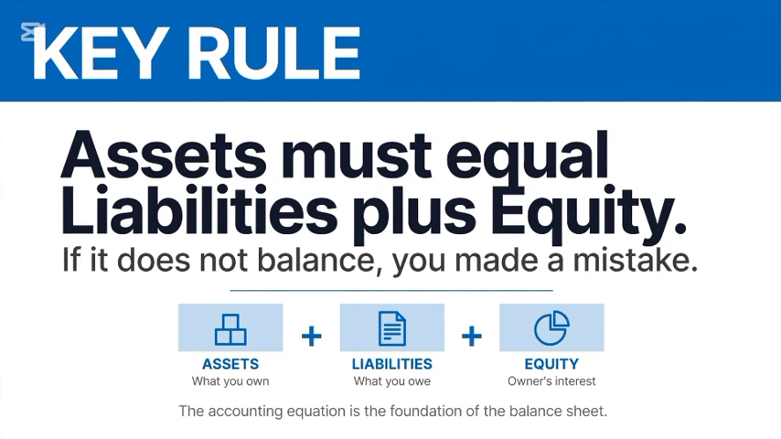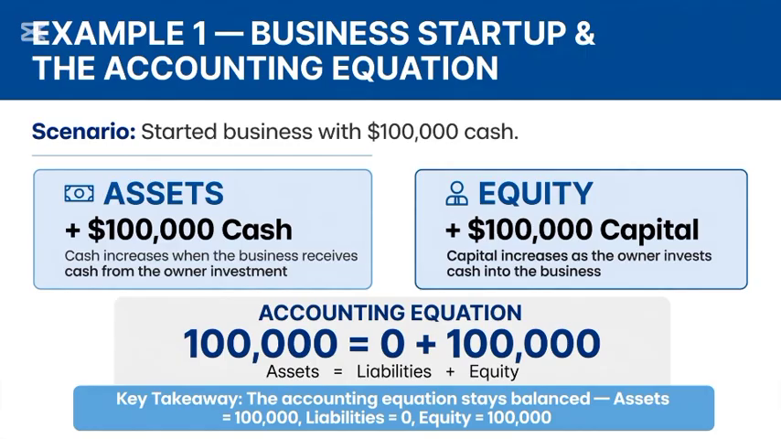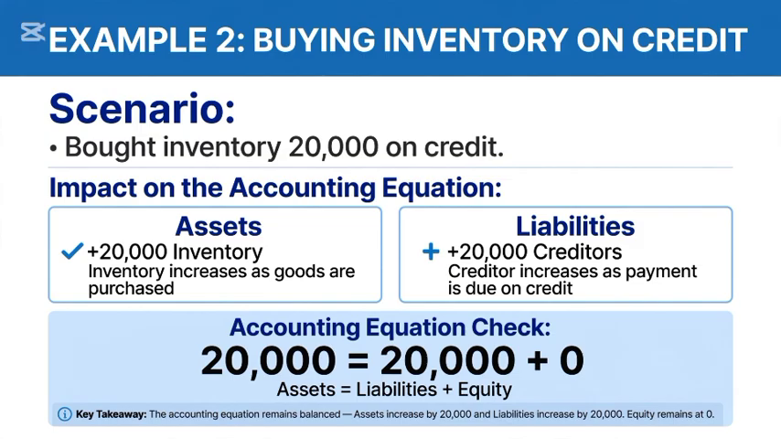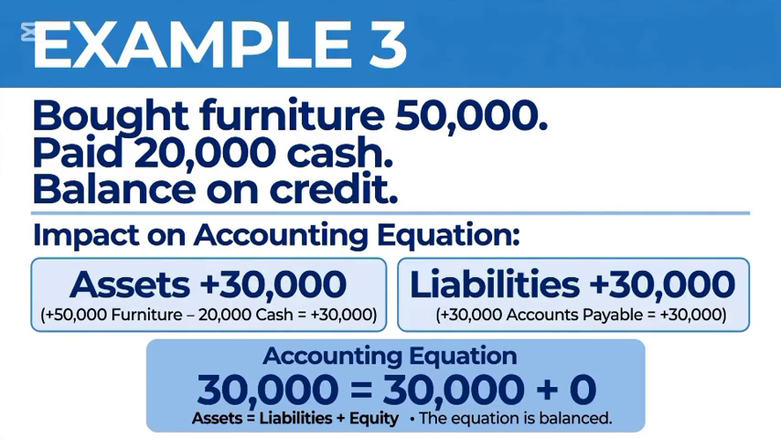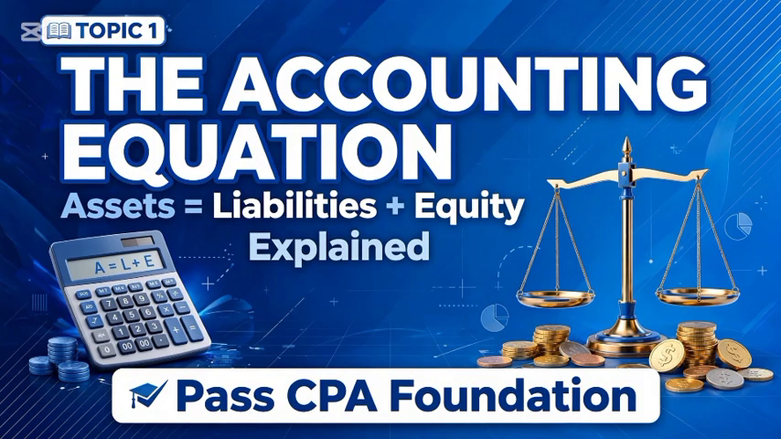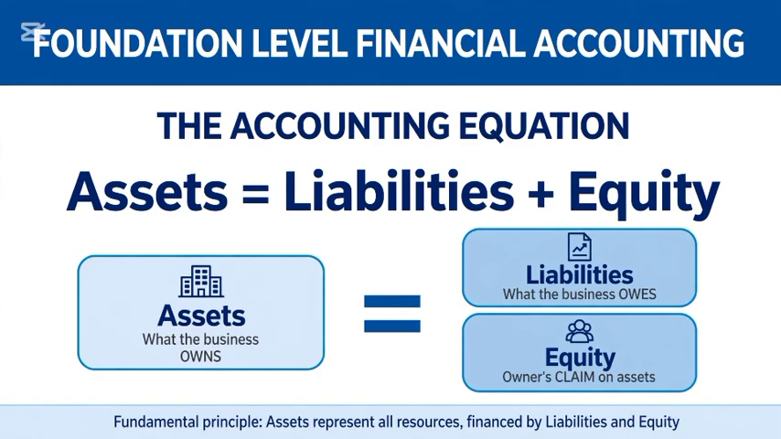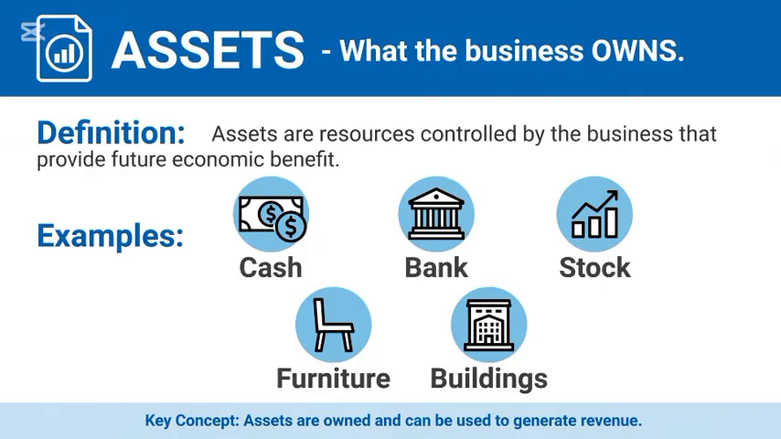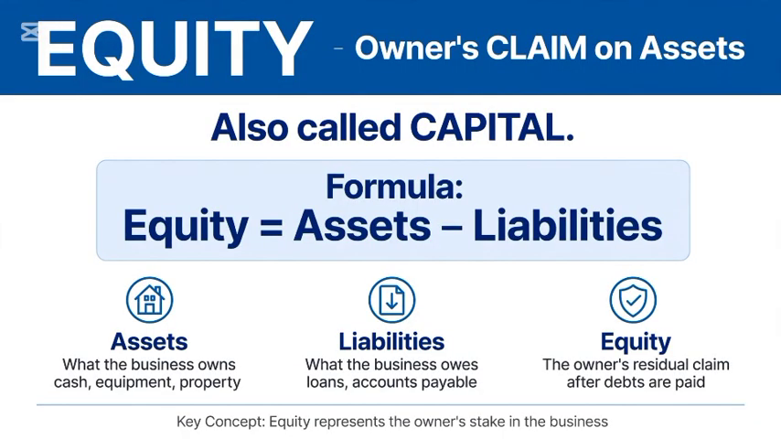Example 3. Bought furniture 50,000. Paid 20,000 cash. Balance on credit. Furniture asset increased 50,000. Cash asset decreased 20,000. Net assets plus 30,000. We owe 30,000. Liabilities increased 30,000. Check: 30,000 equals 30,000 plus 0. Balances.